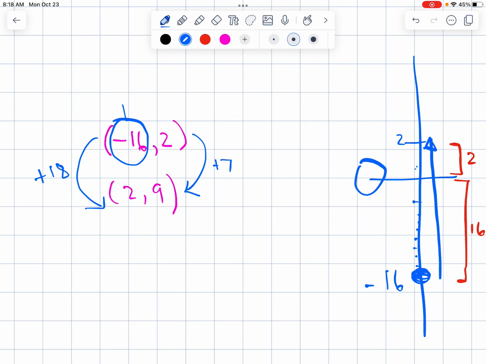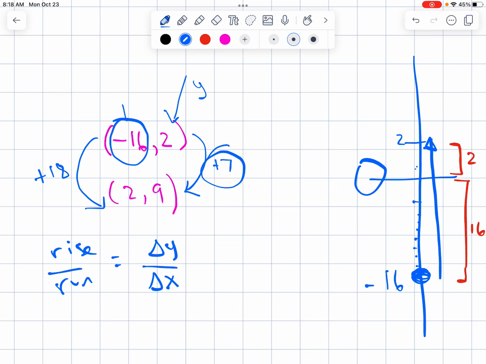Okay, so slope is rise over run. It's the change in the y values divided by the change in the x values. Now, which one is change in y? The 7 or the 18? Well, remember the second coordinate here, these are my y, right? The second one is always the y value. So this is your change in the y's, it's 7. Change in the x's is 18. So your slope is 7 over 18.